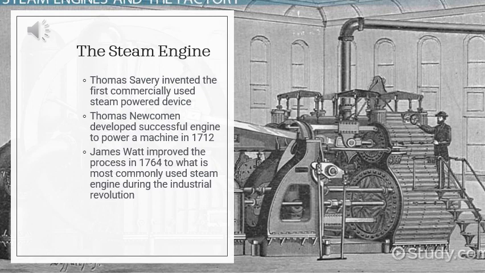Thomas Savery invented the first commercially used steam power device, the steam engine. Thomas Newcomen developed a successful engine that could power a machine in 1712. And James Watt eventually improved the process in 1764 to what is most commonly used during the Industrial Revolution as a functioning steam engine.